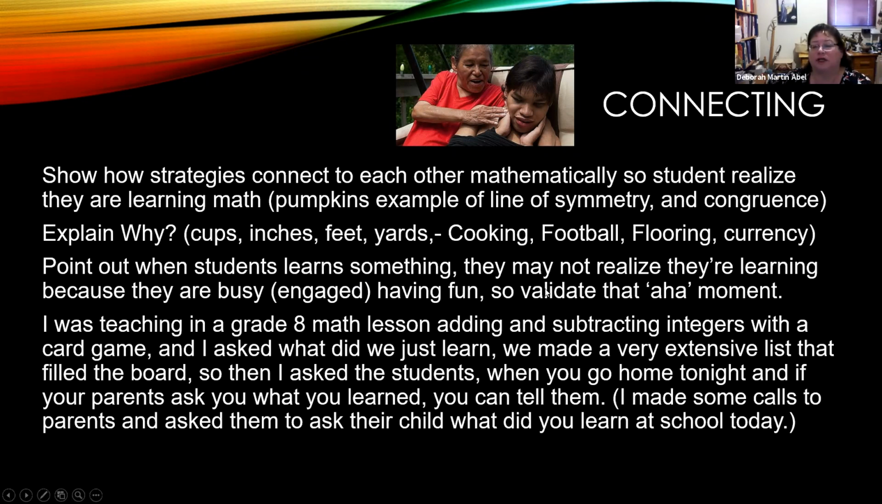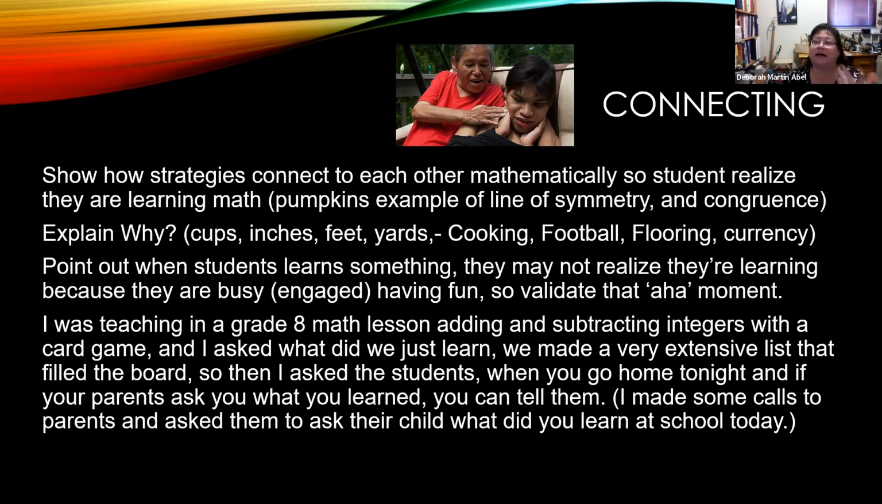Point out when students are learning. They may not realize that they're learning. We were in a grade 8 class one time and we did this activity. And then I said, well, what did we learn? We got a recorder and started writing it down on the board. And then we filled up the entire boards with what we learned in that lesson.